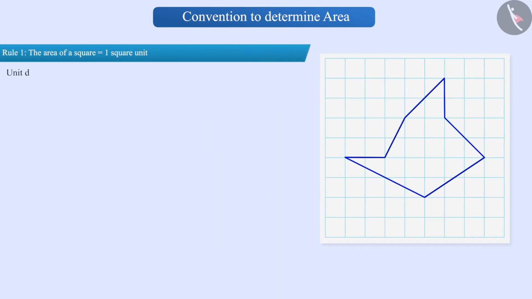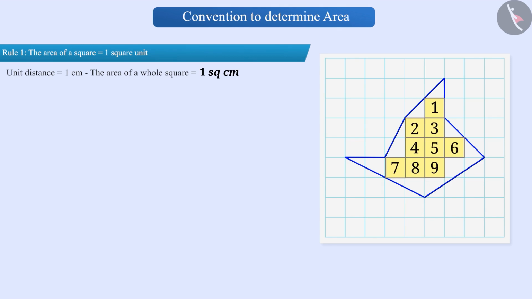Rule 1. The area of a square is taken as 1 square unit. The unit distance in this shape is 1 centimeter. So here the area of a whole square will be 1 square centimeter. Now let's count the number of whole squares in this figure. We will go from left to right in each row, starting from the top row and counting the number of whole squares. We will do this as shown.